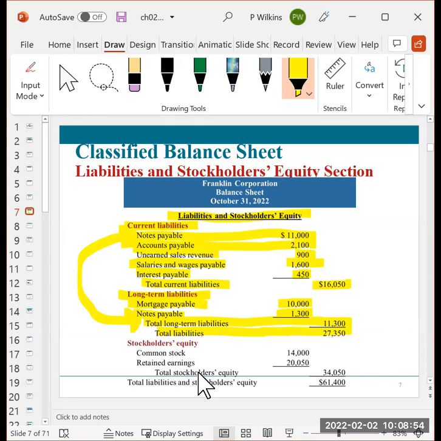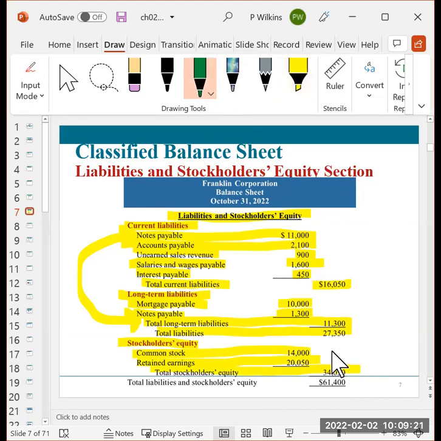Then you're going to have your stockholders' equity section, and it looks just like it did before. You're going to have the title stockholders' equity. You're going to have common stock first, then retained earnings, and that's all we have right now for that section. Again, that section will become more developed as we move on through the course. So we add up the 14,000 and the 20,050. That gives us total stockholders' equity of 34,050.